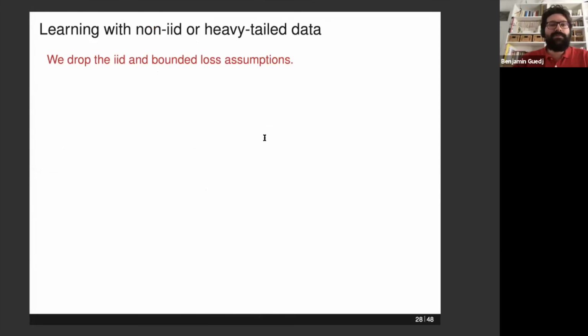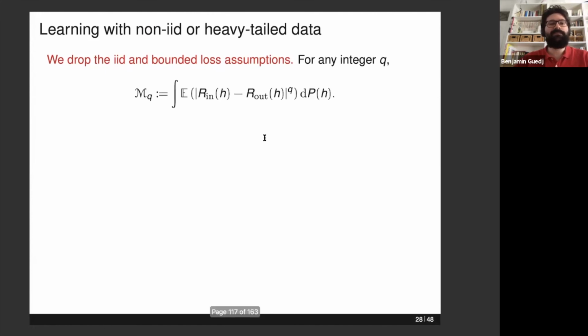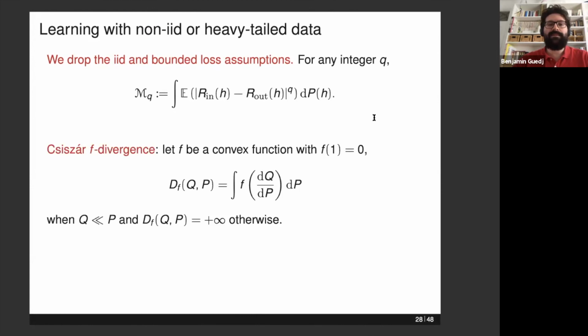That's focus number 2, on learning with non-IID or heavy-tailed data, or both, obviously. So you just drop the two assumptions I made in the beginning, which are that the loss is bounded, because it's convenient but not so realistic, and you also drop the IID assumption because, again, it's super convenient in classical statistics textbooks, but it's definitely not realistic in many problems. So I'll just define this quantity, which is linked to the qth moment of the generalization gap. Again, I think the important thing is not to focus on the details, but rather on what these inequalities mean.